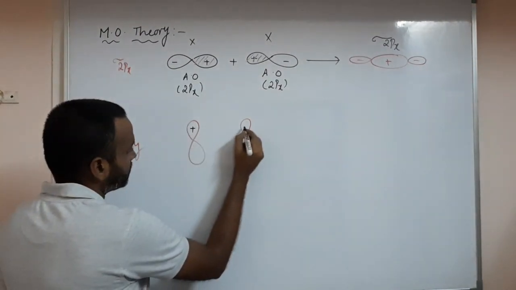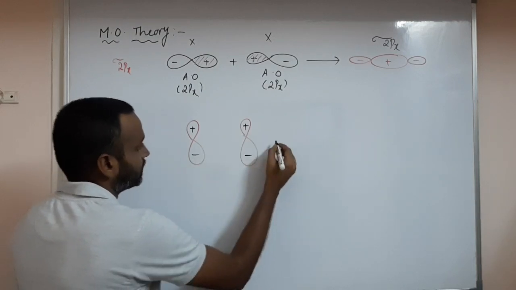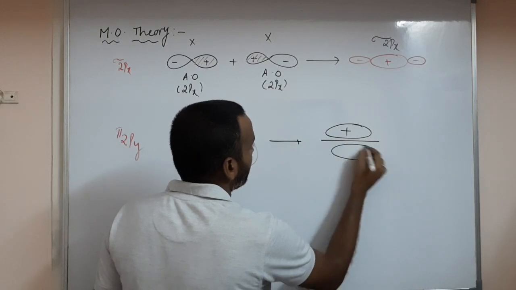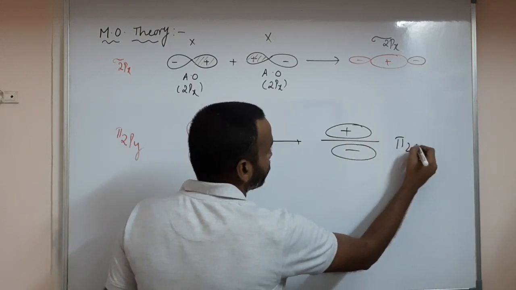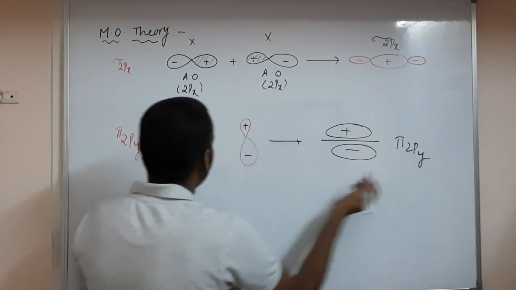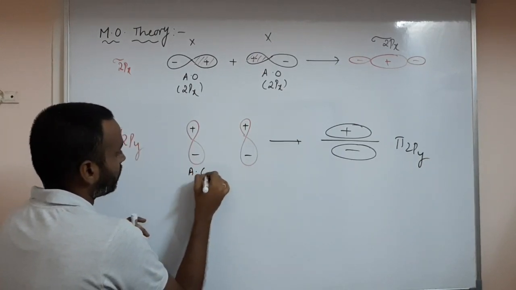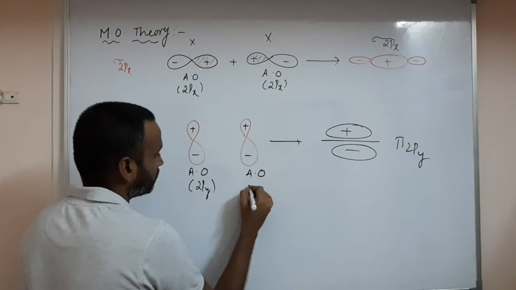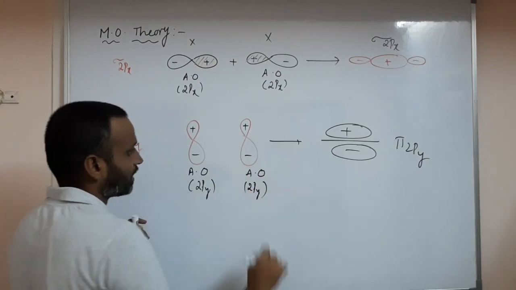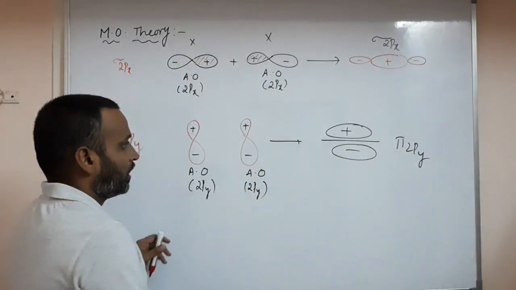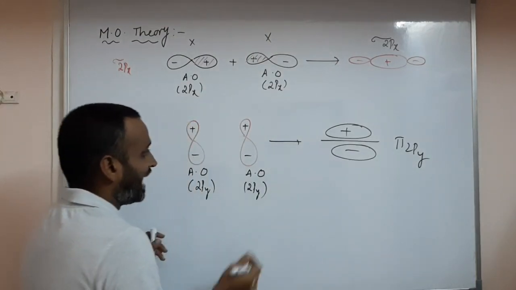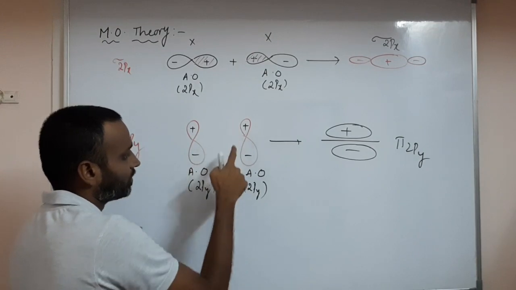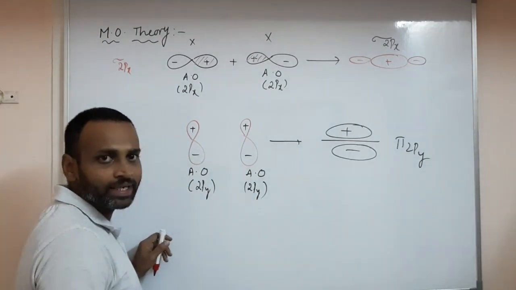So now plus, plus, minus, minus. This will give what? Plus here, minus here. This is pi 2py. This is an atomic orbital 2py and another atomic orbital 2py. Both are combining, and you are getting pi 2py. Antibonding: plus here, minus here; minus here, plus here. Antibonding you will get.